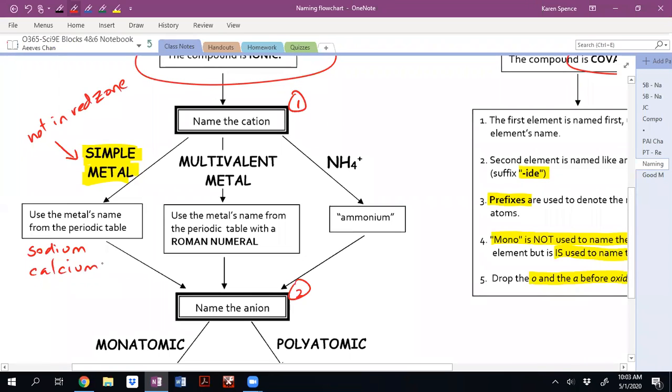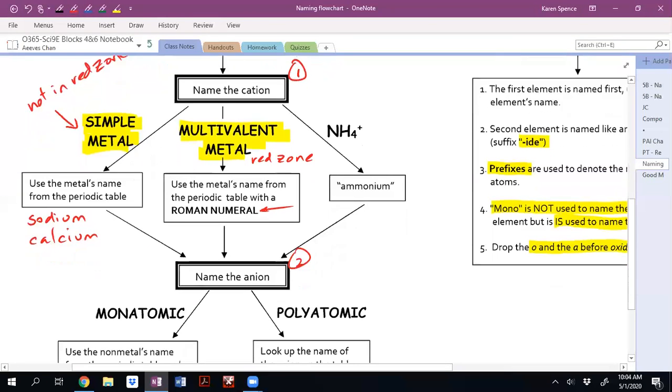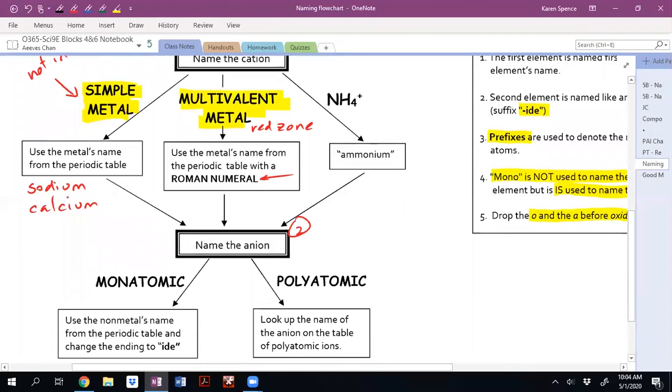If you have a multivalent metal, that's your second choice for the cation. That means you are in the red zone, and it will need a Roman numeral. So you're going to need to remember how to find the Roman numeral. If you've forgotten that, you can go on our video playlist and take a look at how to find Roman numerals. And if you're still having trouble, you can always send me a message and arrange for a mini tutorial.